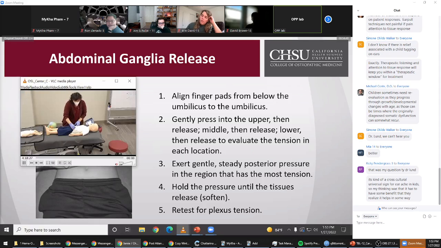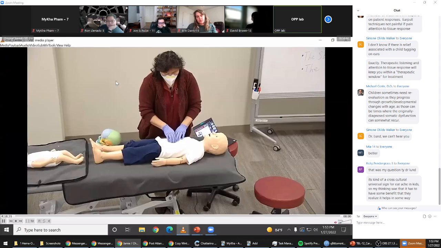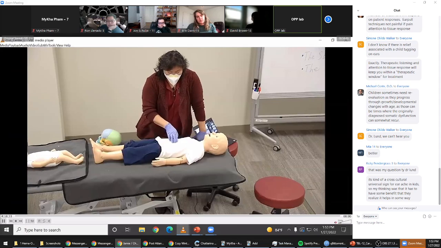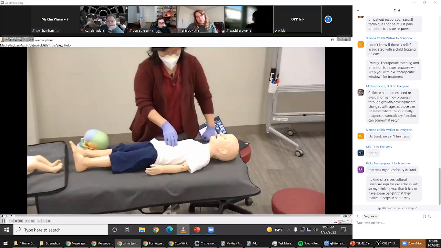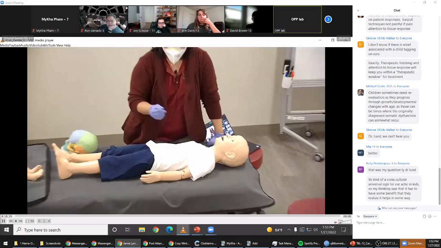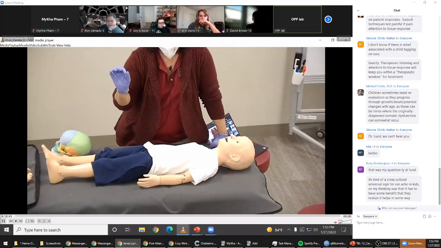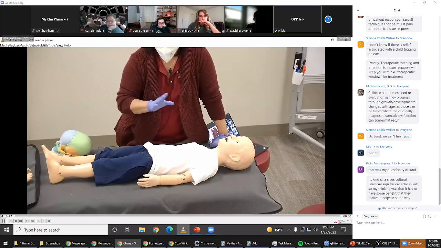Right, so the umbilicus is right here. In this case, instead of using multiple fingers, you might want to use one hand. You want to make sure you're using the flats of your fingers and not the tips, and your nails are well manicured, so there's no pressure.